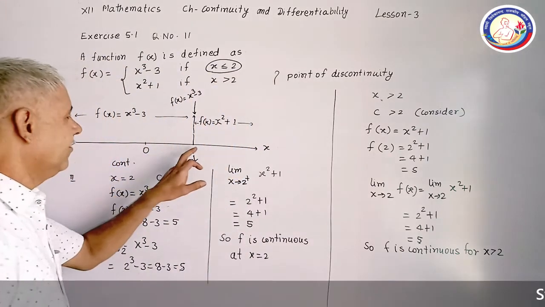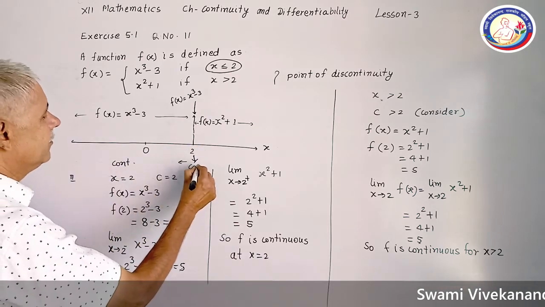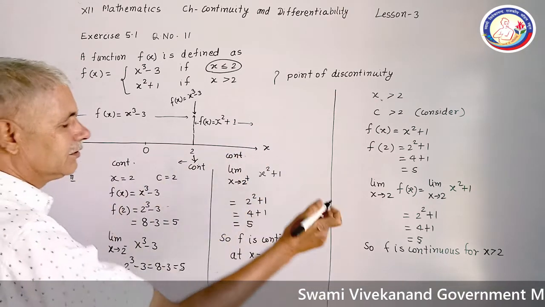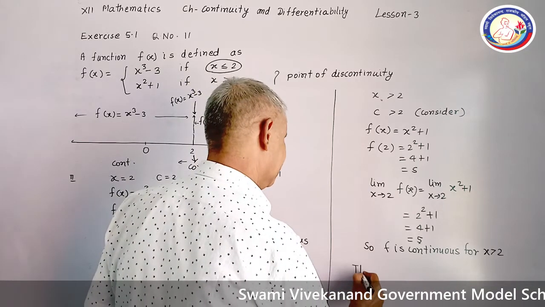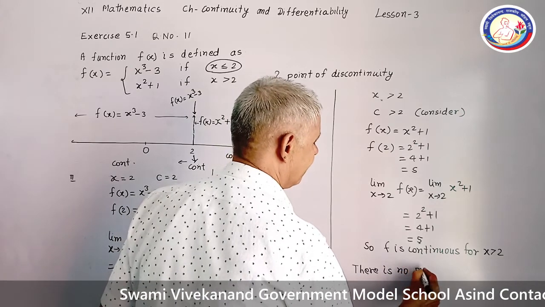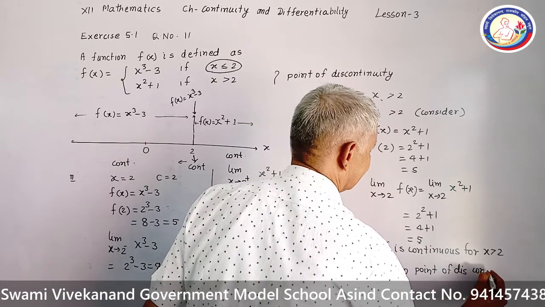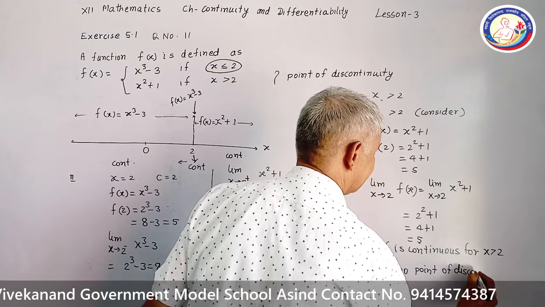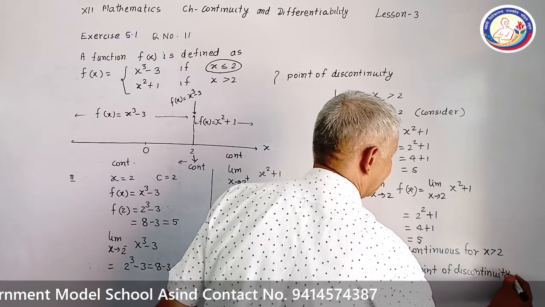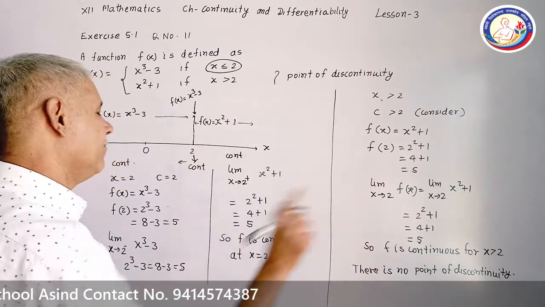First, for values less than 2, the function is continuous. At 2, it is continuous. And for values greater than 2, it is continuous at every point. So it means there is no point of discontinuity. Or in other words, the function is continuous in its domain.